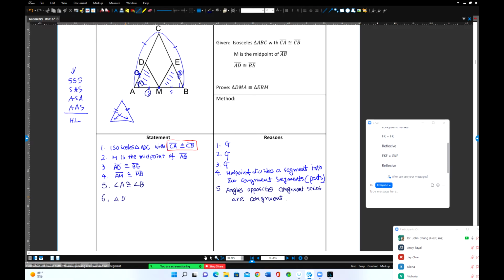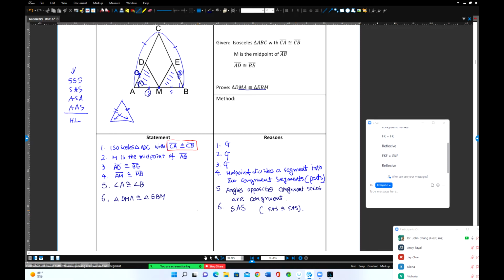Triangle DMA, follow the order, right? This is better. And triangle EBM, they're congruent. The reason is what? Side, angle, side. Or you can use side, angle, side, congruent. That's fine.